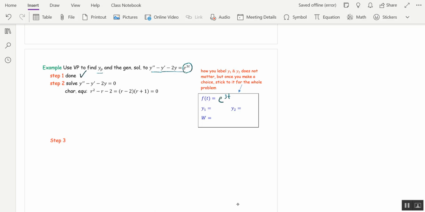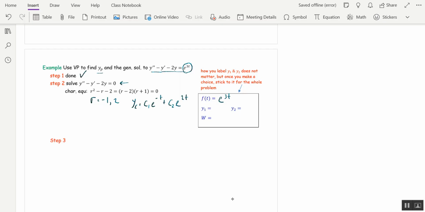Step 2 is to solve the associated homogeneous differential equation, which I've started for us. This is the associated homogeneous, and I've written down the characteristic equation and I've factored it. Our roots are -1 and 2, and so our yc is c1 e to the negative t plus c2 e to the 2t. Now a fundamental set is e to the negative t, e to the 2t. And the order doesn't matter. I'm going to let y1 be e to the negative t and y2 be e to the 2t.